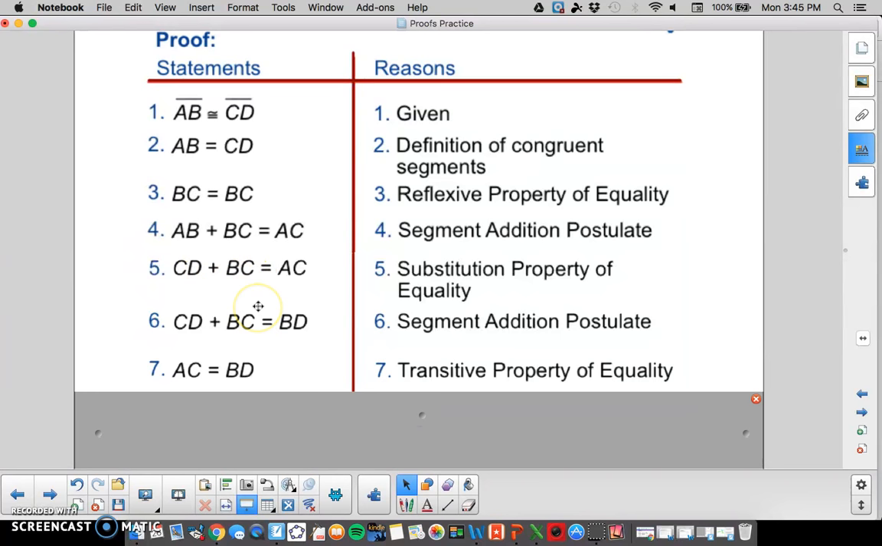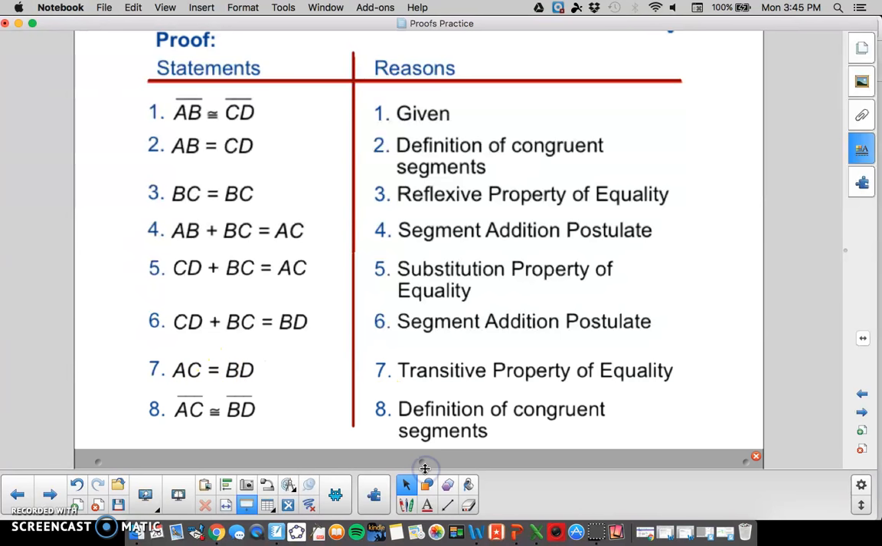Notice here, we can use the transitive property to say that AC is equal to BD, and because we're saying that those measures are equal, we then know that they are congruent.